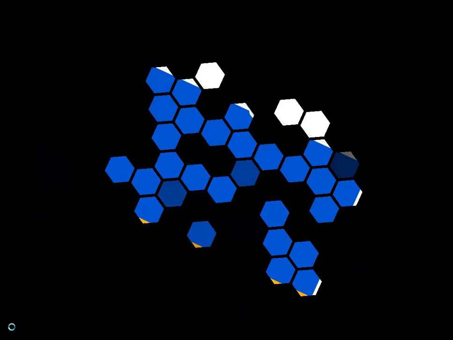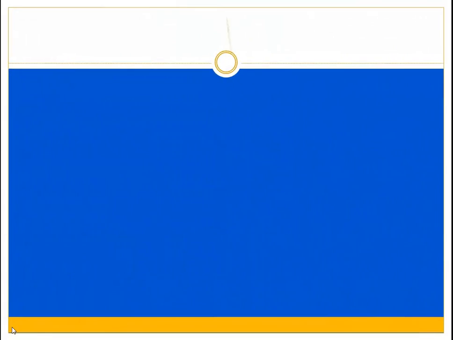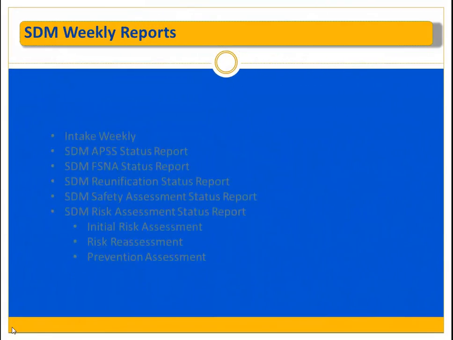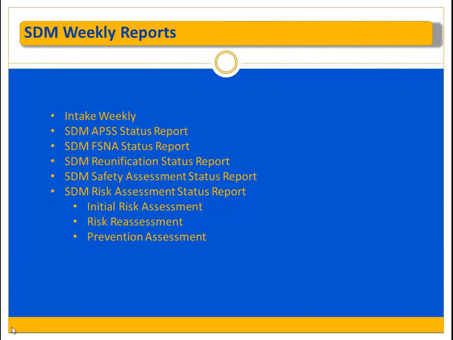The reports that are actually included on InfoView, there are a lot of them. Pretty much one for each SDM assessment. We have one specifically for the intake weekly. We have the APSS, the FSNA, the reunification, the basic safety assessment, and then all the different types of risk assessment status reports, including the initial risk assessment, the risk reassessment, and the prevention assessment. We'll explain each of these reports in a little more detail once we get into InfoView, and we'll be right back with that.